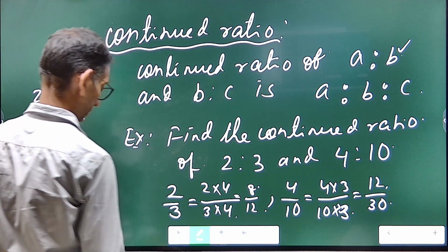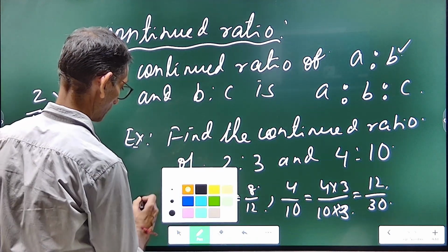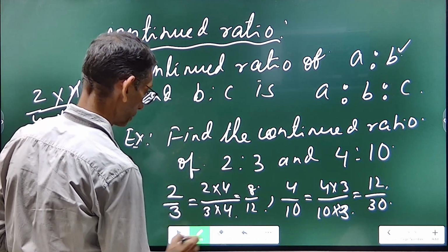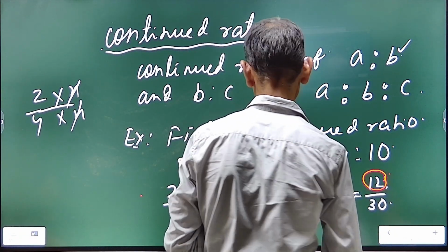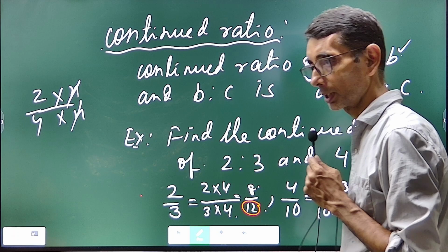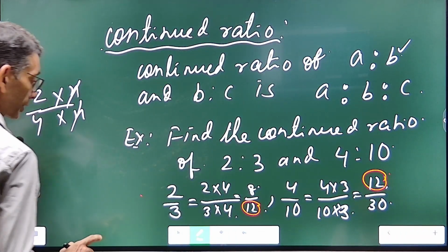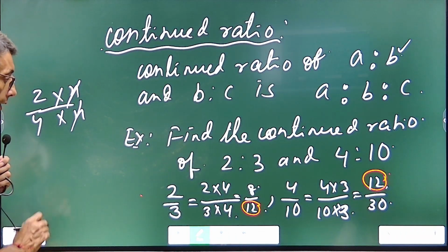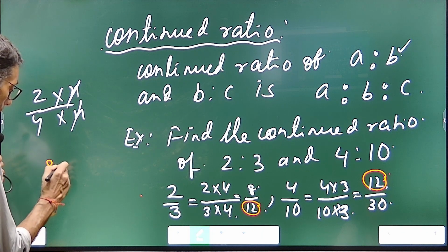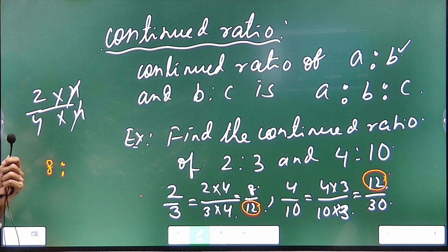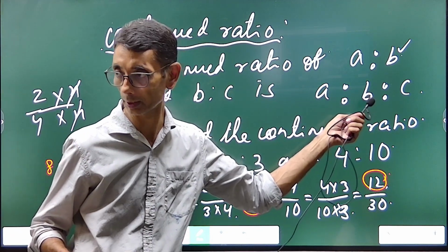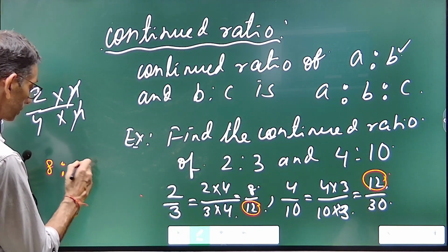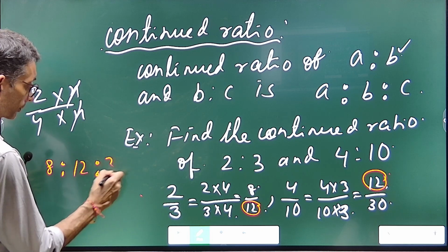It is done. The most important thing is this number, the second number. The second number has to be the same. So therefore, what's the continued ratio? The continued ratio is 8:12, and then 30. You have to write only one. It is a continued ratio. 8:12 is to what? 30.